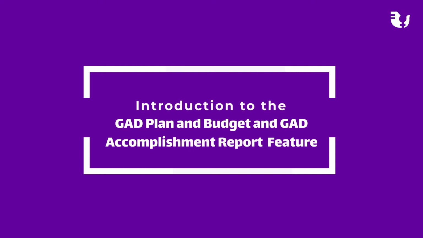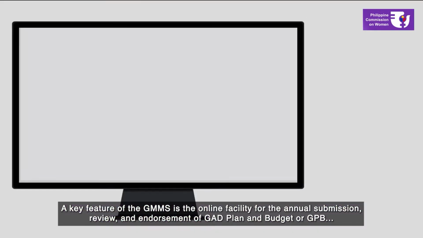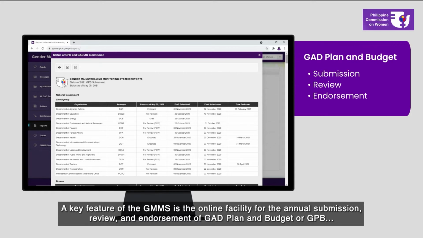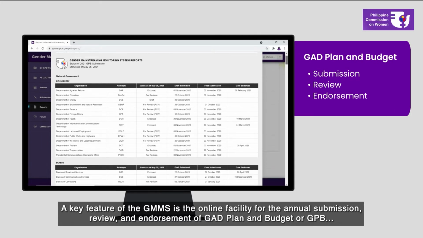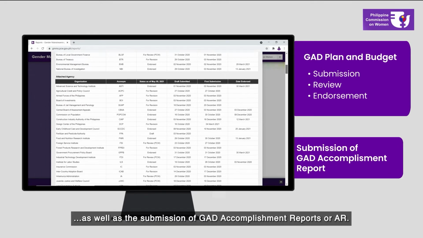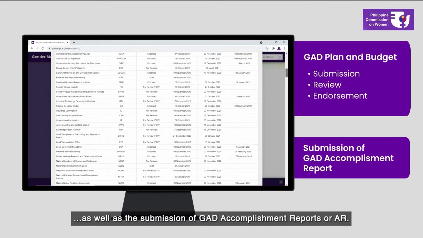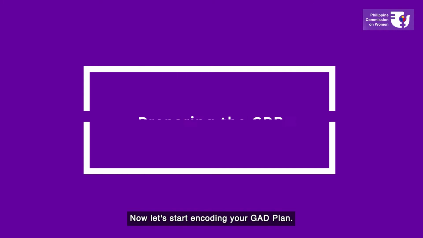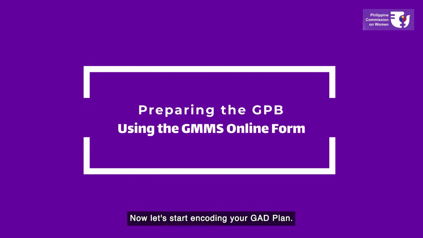Introduction to the GAD Plan and Budget and GAD Accomplishment Report feature. A key feature of the GMMS is the online facility for the annual submission, review, and endorsement of GAD Plan and Budget or GPB, as well as the submission of GAD Accomplishment Reports or AR. The next videos will focus on the said processes. Now let's start encoding your GAD Plan.